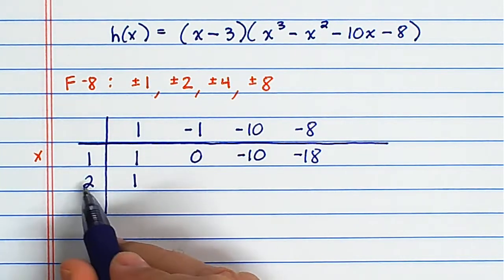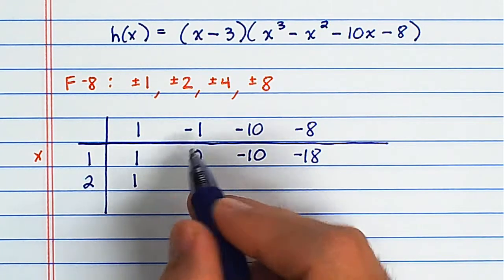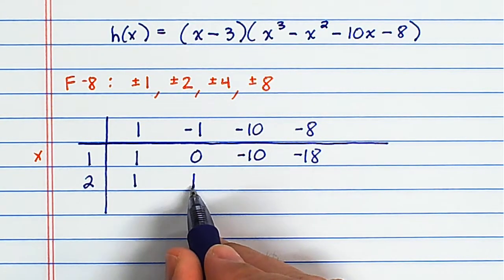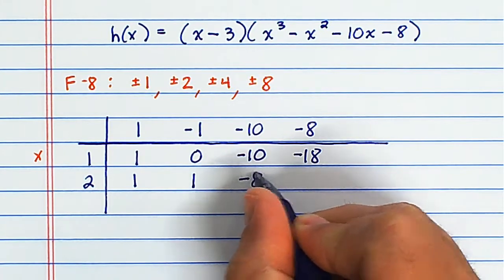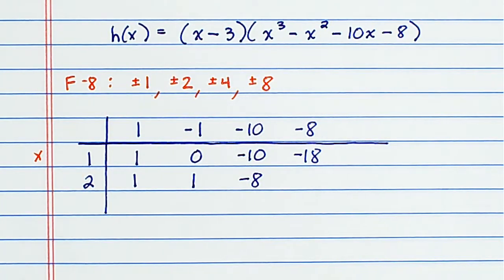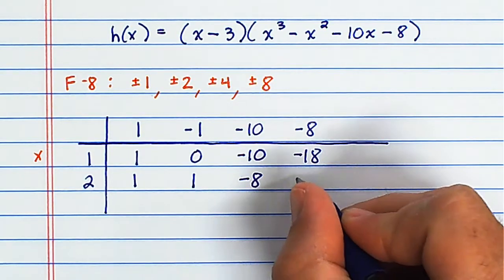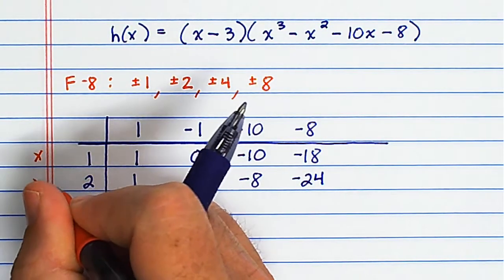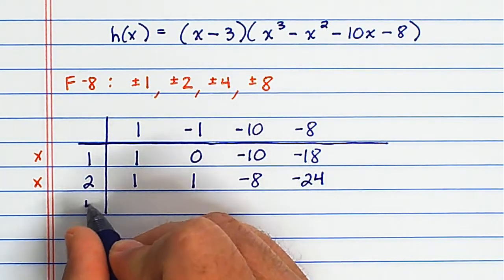Drop the 1 down. 2 times 1 is 2. 2 plus negative 1 is positive 1. 2 times 1 is 2. 2 plus negative 10 is negative 8. 2 times negative 8 is negative 16. Negative 16 plus negative 8 is negative 24. So that one does not work. And I go to the third one, 4.